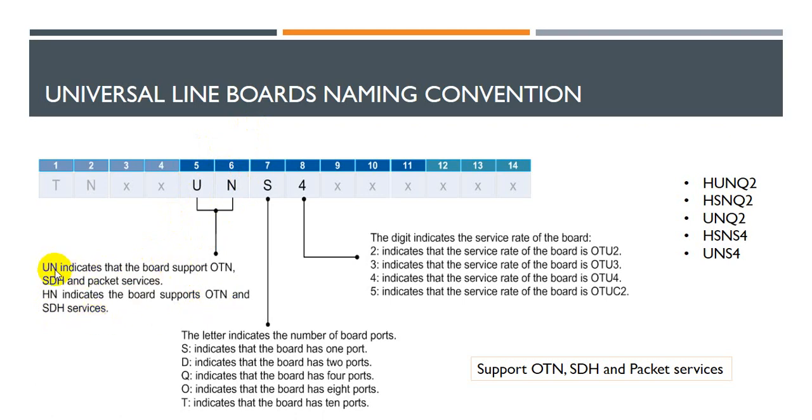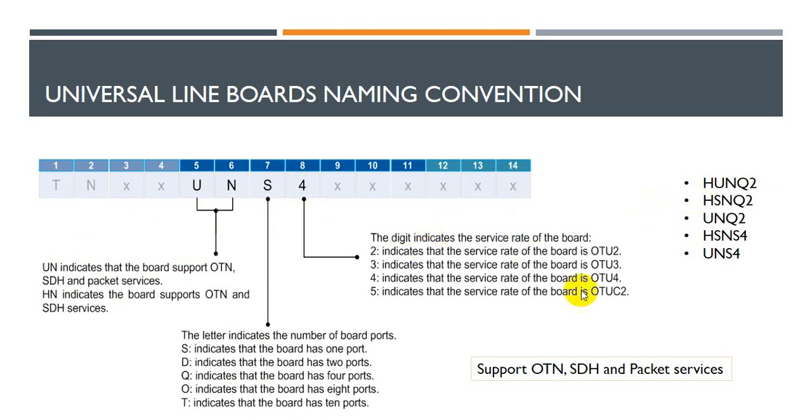Oh, sorry. So UN is OTN, SDH and packet. HN is OTN and SDH only. So in our network we have UN type. So universal means which can support almost all the technology. S is again the number of ports, and this one is the speed.